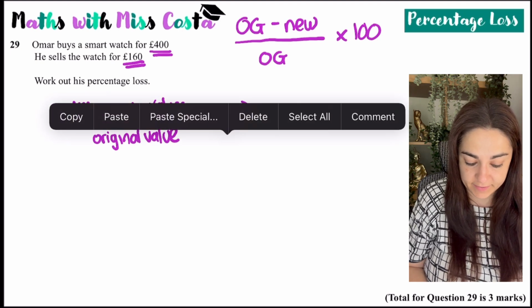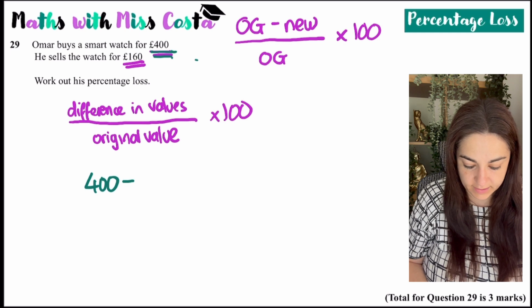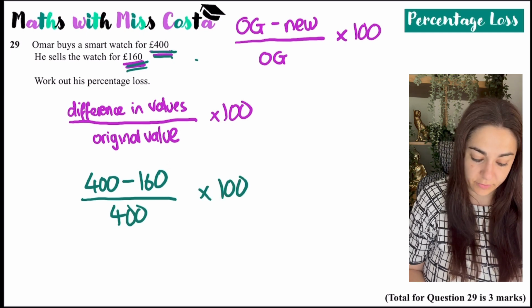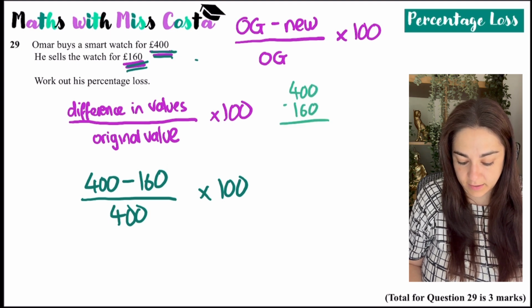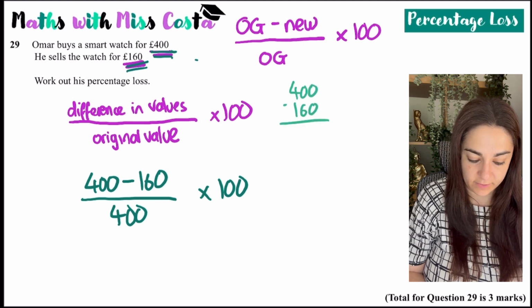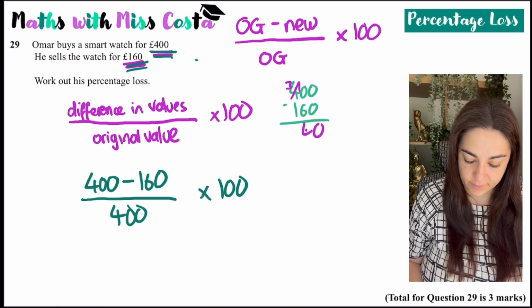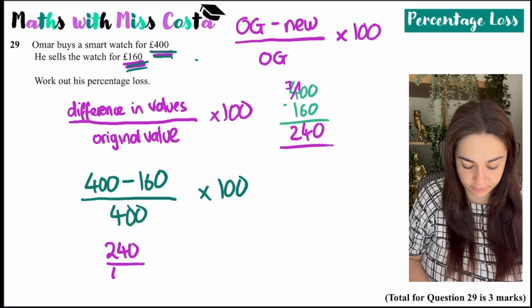The difference in values, the original price is 400. So I do 400, take away the new value, which is 160, divide that by 400 and times it by 100. So 400 take away 160. That would give me 0 take 0, you can't do. 0 take 4, that would become 3. So 10 take away 6 is 4. So that would be 240. So you'd get 240 over 400 times by 100.